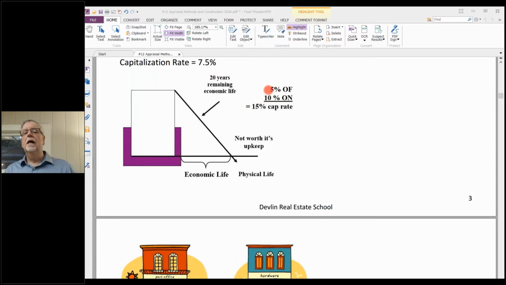Now, what that means is we need to get 5% a year to get a return of our investment. So when we invested in this building and it has 20 years of remaining life, if we got 5% a year for 20 years, we would get 100% of our money back. That would be a return of our investment. And what it's doing is looking at the future depreciation of the property and including a part of the rate to compensate for that.